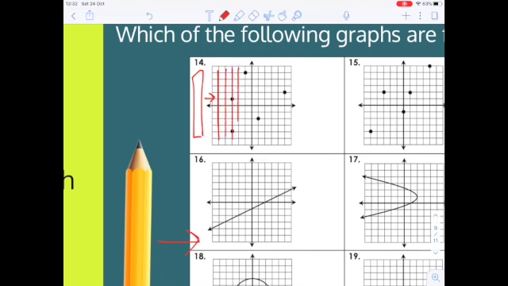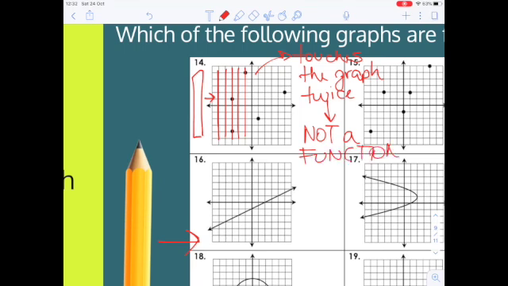The pencil's going to keep on moving, and the idea is the following. If your pencil touches the graph twice, this means it's not a function. Okay? So you're going to start moving your pencil and scanning the graph with your pencil. Over here, it's not touching anywhere in the graph. Over here, it's not touching anywhere in the graph.